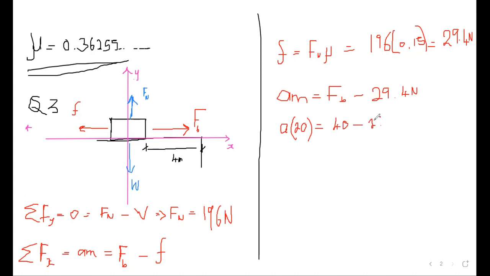minus 29.4 newtons. When you do your math correctly here, you would confirm with me that you get 10.6 over 20, which is going to give us 0.53 meters per second squared, since this is acceleration. So this is how fast the box will be moving in the opposite direction.